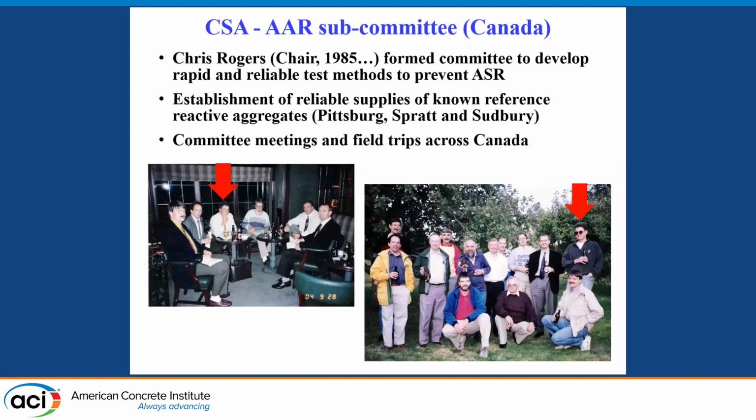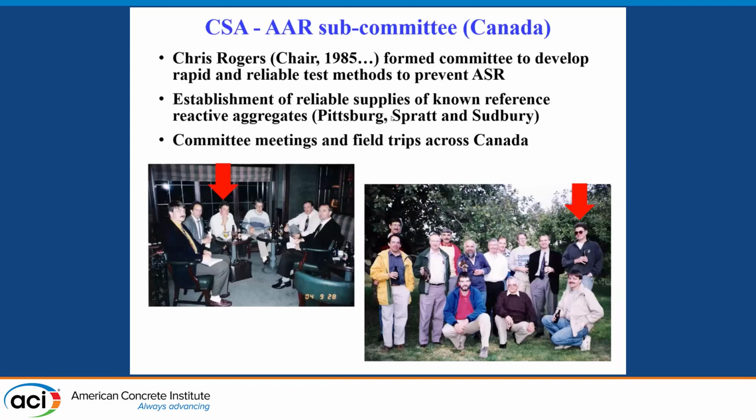Back in the 80s, Chris Rogers from the Ontario Ministry of Transportation formed a committee to develop rapid and reliable test methods to prevent ASR. And at that time, Mike and I were young participants in that committee that was very active, and we were also very active in this committee. That resulted in the establishment of new test methods, also establishment of reliable supplies of known reference reactive aggregates that have been used in many countries around the world.